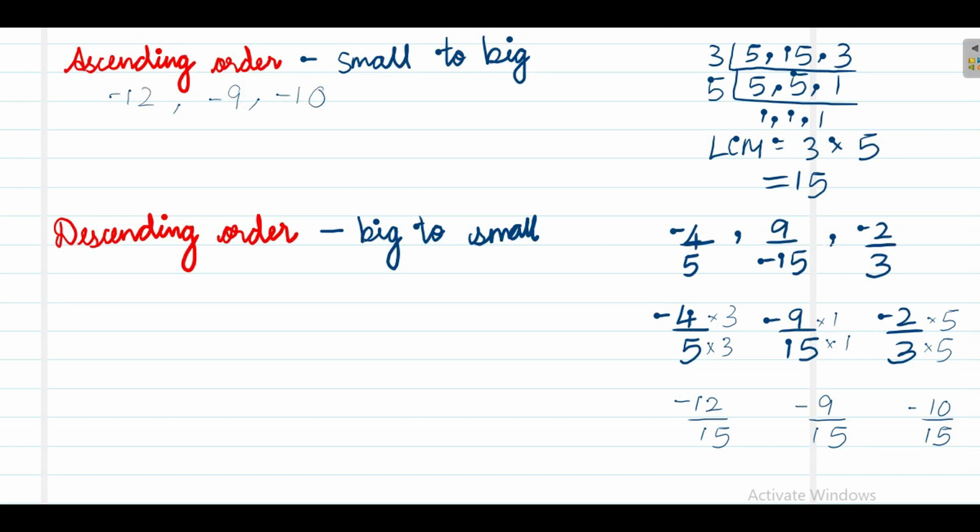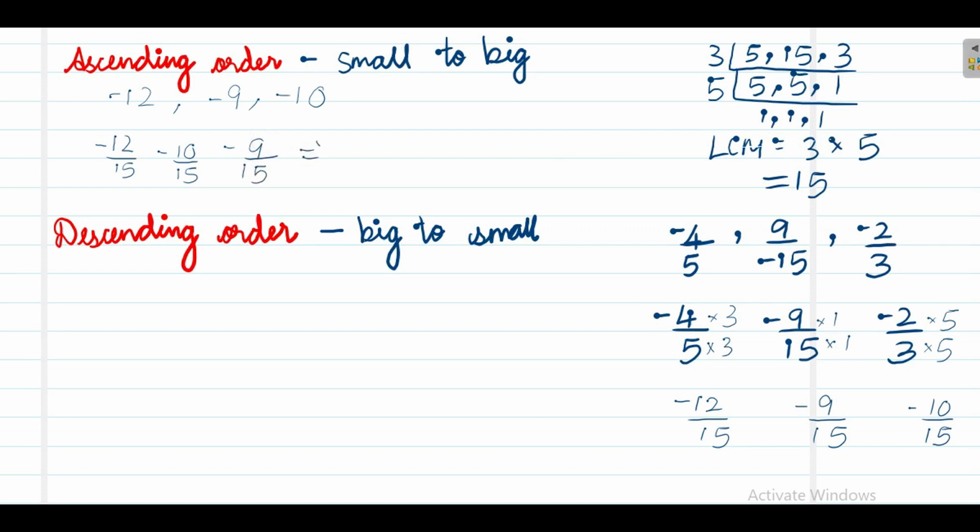Okay, so when I'm going to compare this, what am I going to get first? Which is my smallest number? In negative numbers, the bigger numbers are the smallest number, right? So minus 12 will be there first. So minus 12 by 15 and then minus 10 by 15 and then minus 9 by 15, right?